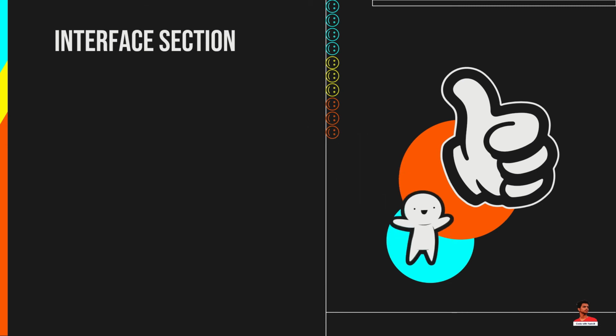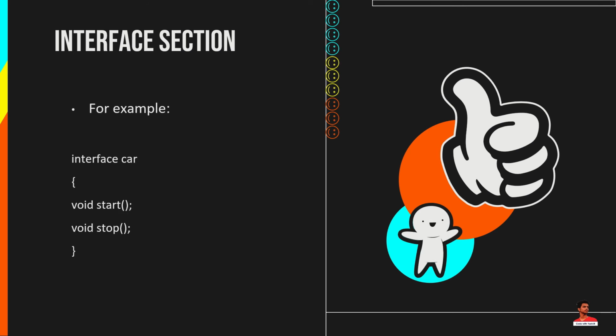So here is an example of an interface. We have created Car as an interface by using the interface keyword.